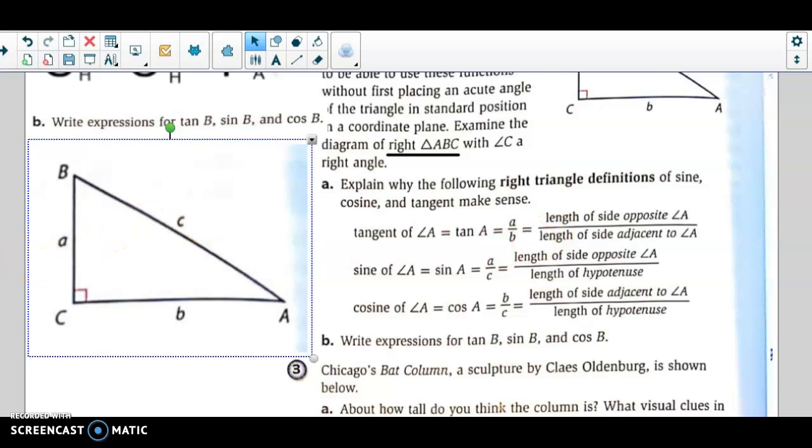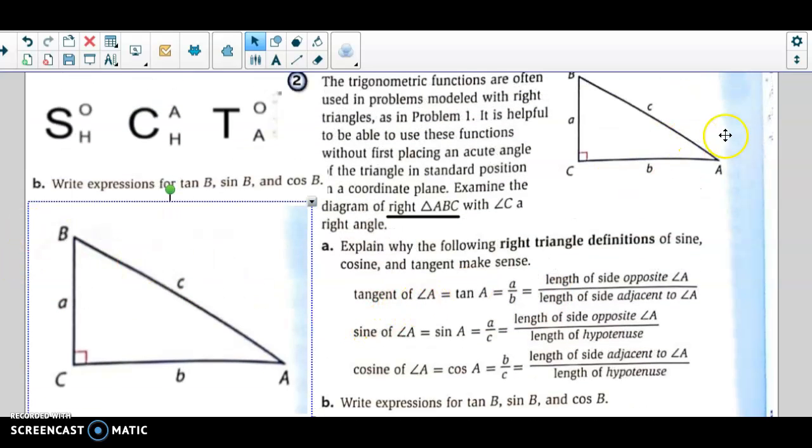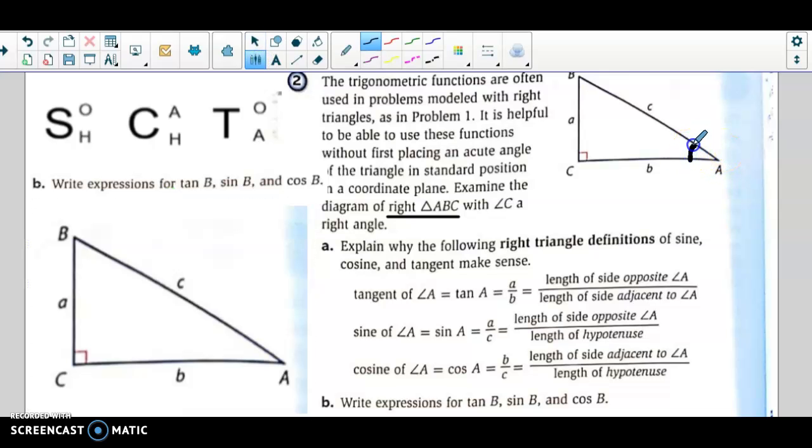So we have, explain why tangent of A. If this is A right here, the opposite side is on the other side of it. So this is your opposite side. Opposite over adjacent, adjacent meaning next to. Opposite over adjacent, A over B here. Sine is the opposite over the hypotenuse. Hypotenuse is the longest side, so that's our hypotenuse in reference to A.